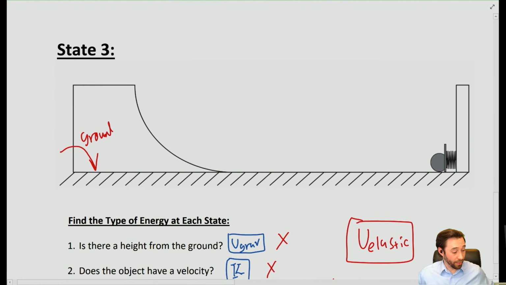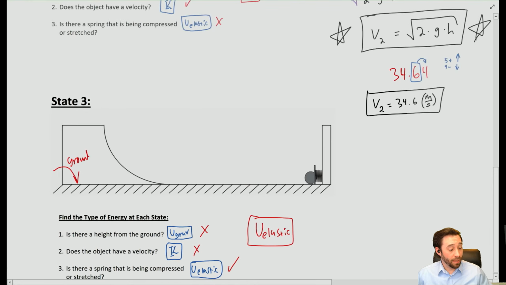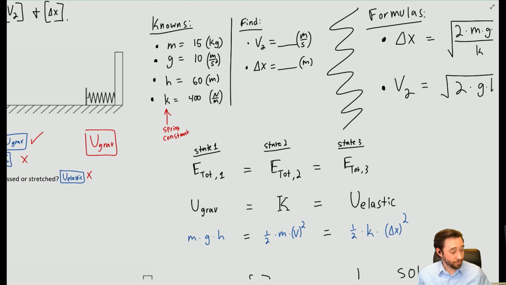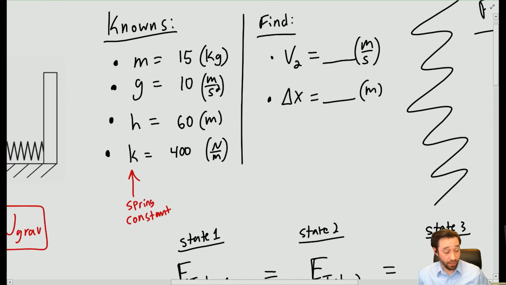At state 3, this is the point where the spring has been fully compressed, so my velocity is 0, there's no height from the ground, and there is the spring that's being compressed, so the only energy that's present is U-elastic, or elastic potential energy. Then, what we did was we looked at our knowns and our finds. We were asked to find the velocity at state 2 and the amount of compression of the spring.